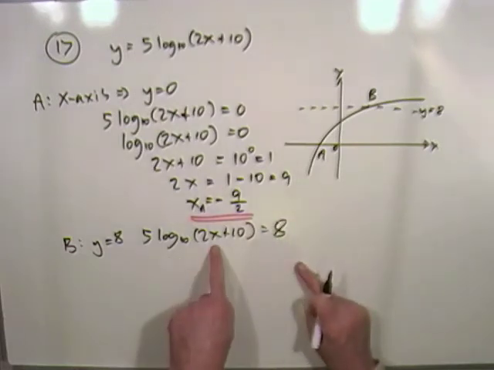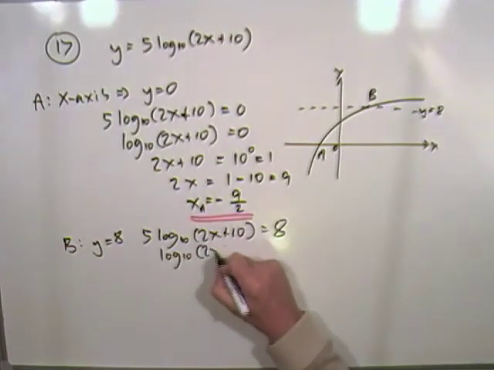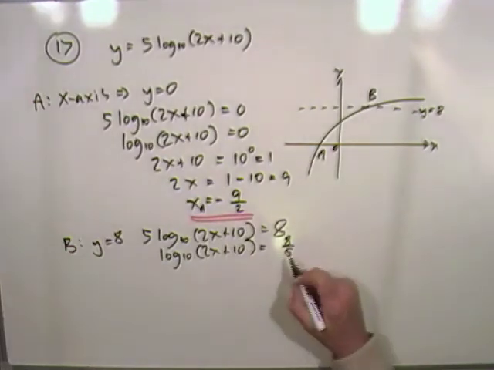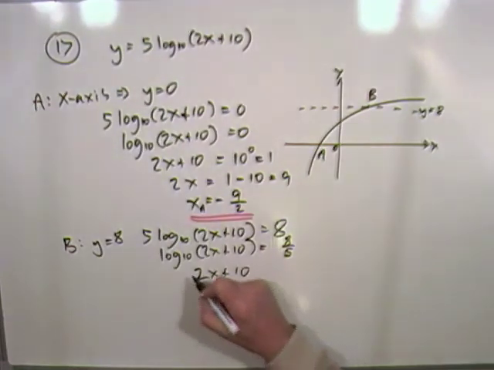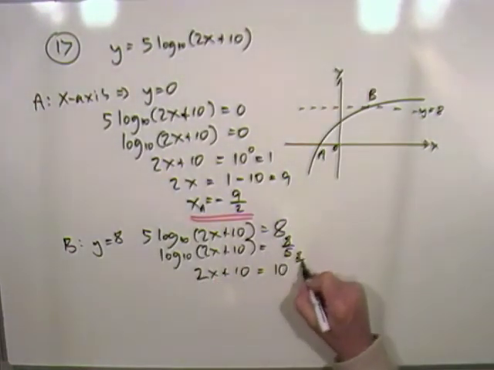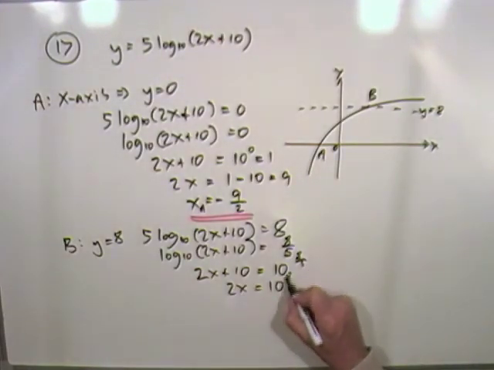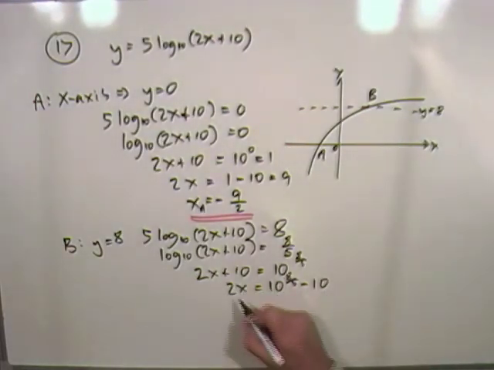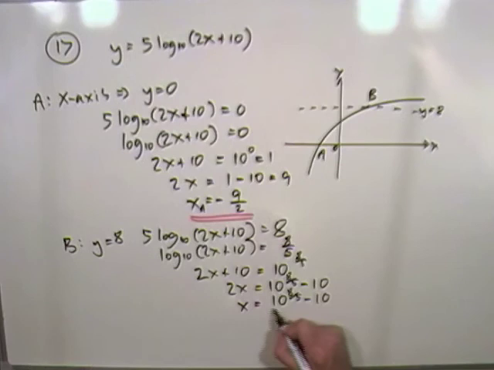Right? There's only one mention of x. You can dig down and get it. Get rid of the 5. So dividing by 5 makes it 8 upon 5. Remove the function log base 10 of it. So apply the inverse, which is 10 to the power. So it'll be 10 to the power 8 upon 5. Remove the 10. So x will be 10 to the 8 upon 5, subtracting 10 from both sides, minus 10. And lastly, divide by 2. So that's 10 to the 8 upon 5, take away 10, divided by 2.